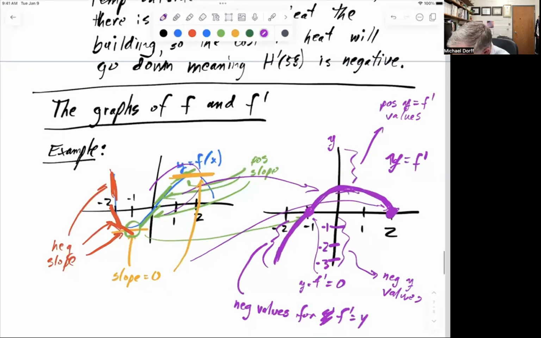And then finally, go back over here. If I look at the slope of my tangent line when x is larger than 2 for my original curve, they're negative. So over here in the purple, these should be negative. So I get something like this.